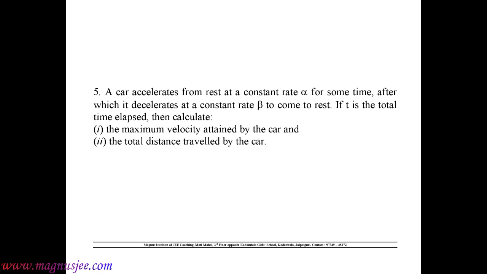A car accelerates from rest at constant rate alpha for some time, after which it decelerates at a constant rate beta to come to rest. If t is the total time elapsed, then calculate: number 1, the maximum velocity attained by the car; number 2, the total distance traveled by the car.